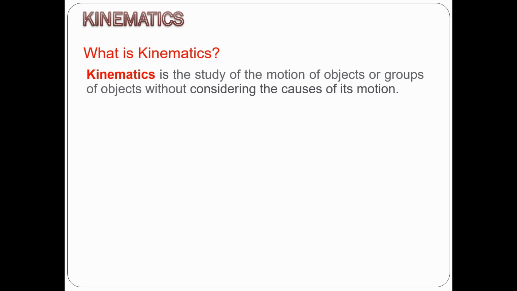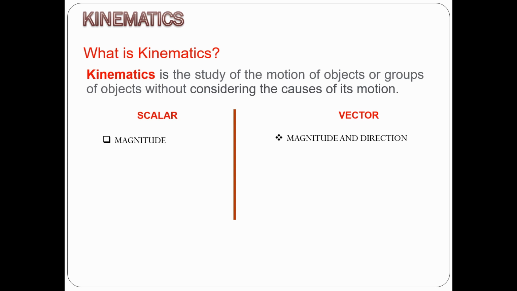Now the first thing we will talk about is the difference between scalar quantity and vector quantity. The scalar quantity has magnitude only, while the vector quantity has both magnitude and direction. One example of scalar quantity is distance, and one example of vector quantity is displacement. When you say displacement, it is a distance with direction.